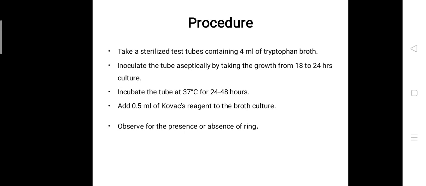Now after 24 to 48 hours, you are going to add 0.5 ml of Kovac's reagent to the broth culture, and then you are going to observe for the presence or absence of a cherry red ring.